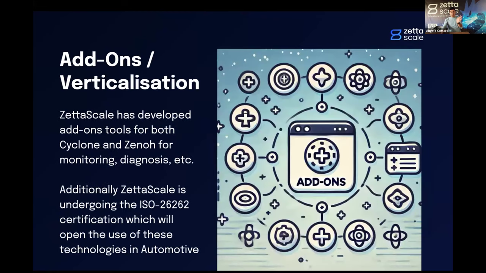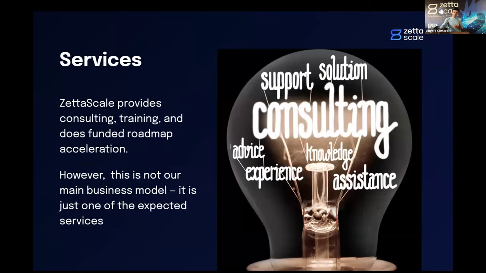The second dimension of our business model is about verticalization and add-ons. In terms of verticalization, we have verticalization for robotics and automotive. So there are both, in terms of certification, we're undergoing ISO 26262 certification, and we have additional tools that are either available as part of the PaaS or available offline, for monitoring, managing, inspecting, browsing your system, diagnosis, and so on and so forth. Then obviously we provide services, but just as a consequence of having a product. That's not our core business.